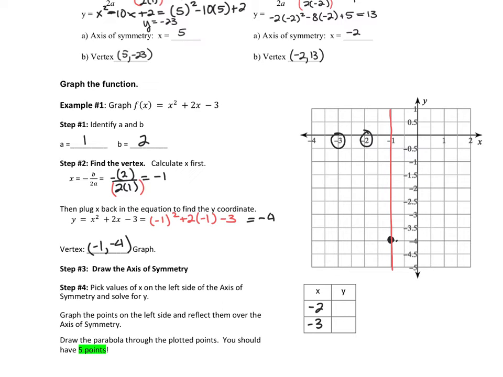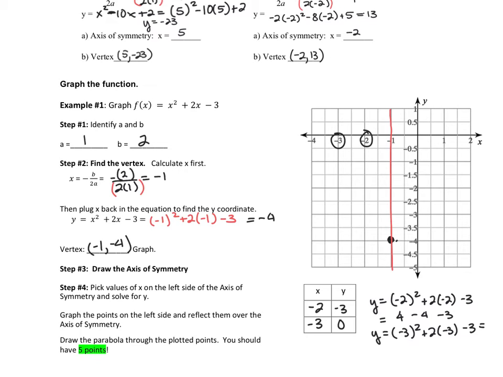So for the first one, we're going to plug in -2 for x in the original function. So -2 squared plus 2 times -2 minus 3. So 4 minus 4 minus 3. So -3 is your first point. And then for the next one, y is equal to -3 squared plus 2 times -3 minus 3, which equals 0 if you put it into your calculator.